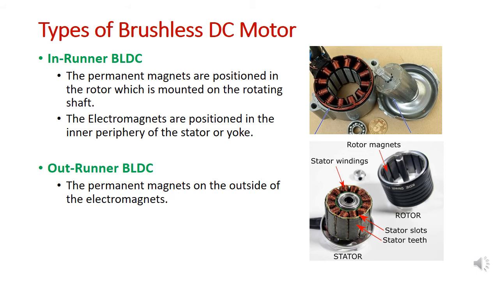This outer part will rotate. So these types of machines are called outrunner brushless DC motors, otherwise hub motors. This is very much used in electric vehicles. So these are the two types of brushless DC motors.